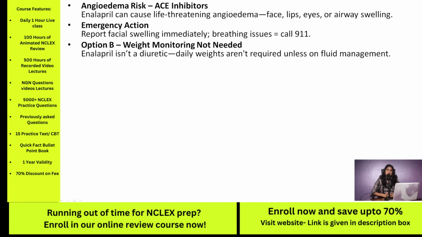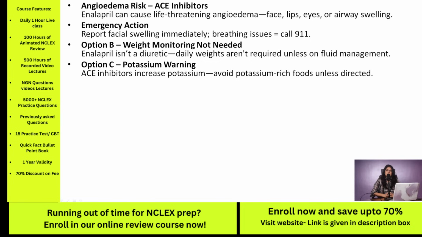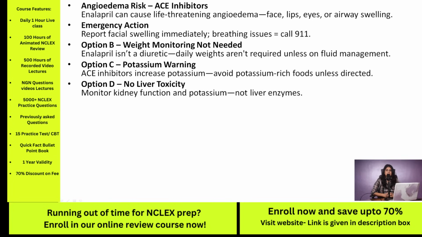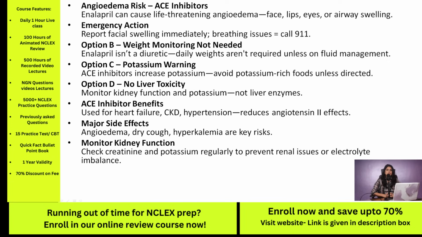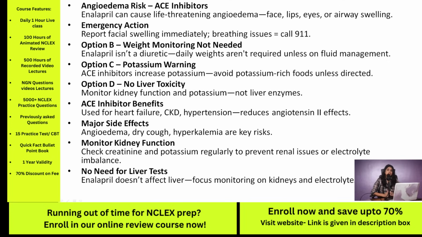Option B refers to weight monitoring, which is essential for clients on diuretics, not angiotensin-converting enzyme inhibitors, like enalapril. Option C is unsafe, as enalapril can increase potassium levels, so clients should avoid excess potassium unless advised otherwise. Option D is inaccurate, because enalapril affects renal, not liver, function. So monitoring kidney function and electrolytes is the clinical priority, not liver enzymes.